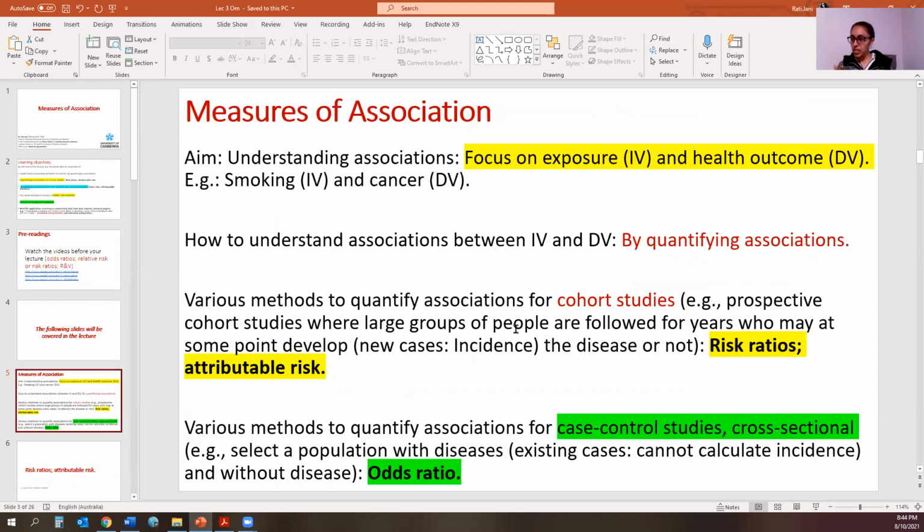Similarly, when you have case control studies, cross-sectional studies, the most common one which you use is odds ratio. Yes, you have something called attributable fractions, but again, not very commonly used. Odds ratio is the most popular one which is used. Now, in cross-sectional studies, case control studies, you need to appreciate that you can never know the true incidence.